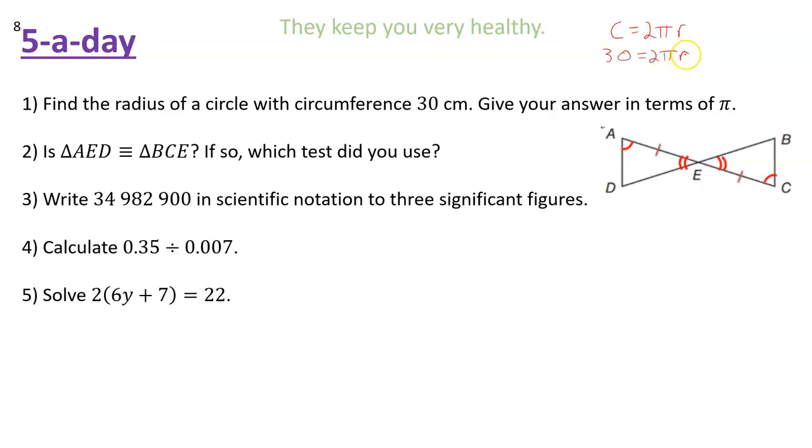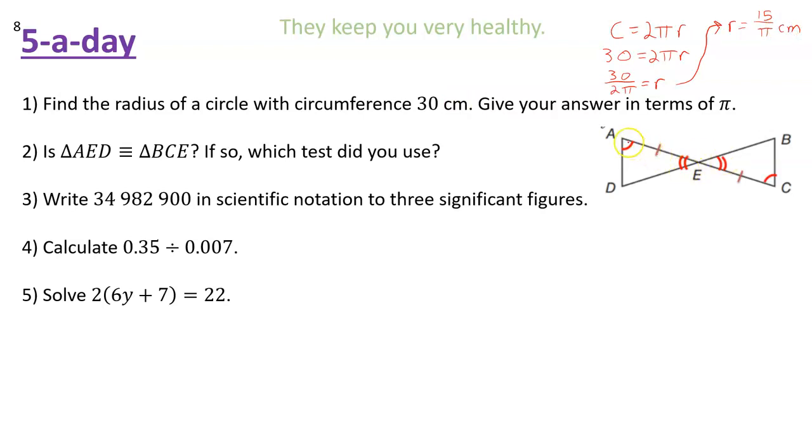Now I want to find the radius, so I divide both sides of my equation by 2 pi. Now I can see there that I can simplify this because 30 and 2 have a common factor of 2. So if I just go up here, because I've run out of space, I can say that r equals 15 over pi. And my circumference was given in centimetres, so my radius will be centimetres too.